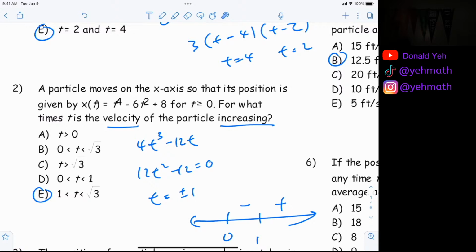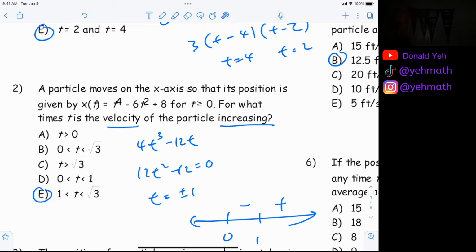Now, if I want to find when a function is increasing, guess what? I have to take another derivative of that function. In this case, the function is velocity, which is 4t cubed minus 12t. I have to take a derivative again. I get 12t squared minus 12. The second derivative equals 2.